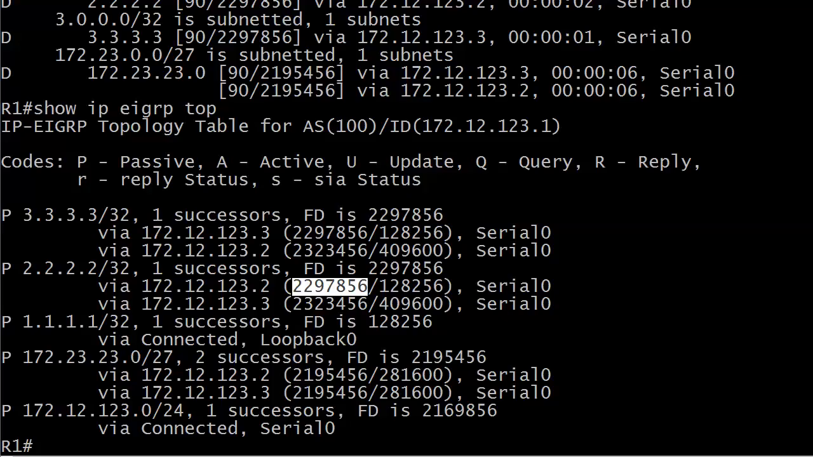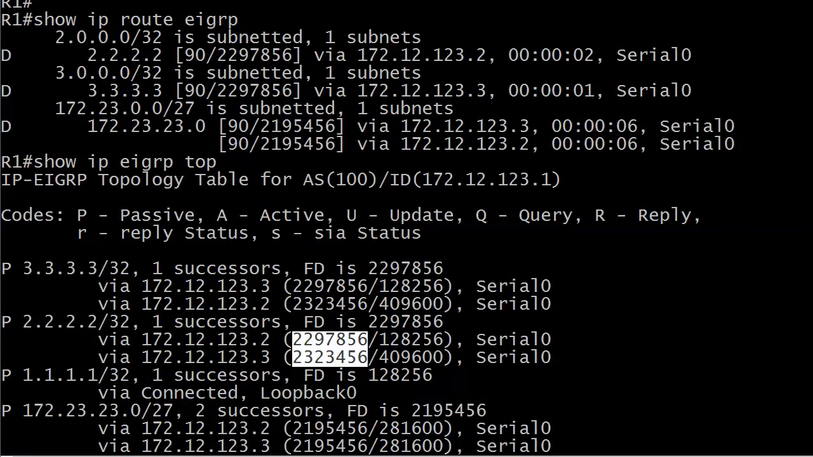Now let's go back and take a look at these metrics, because what we have here, let's look at these feasible distances. Here are the feasible distances for the path to router 3's loopback, and those are pretty close, relatively speaking. Same thing here for the two paths to router 2's loopback. Now what we could do is perform unequal cost load balancing here, because we know equal cost, and we're seeing that in action on the path to the Ethernet segment. We know that's only going to happen when these FDs happen to be exactly the same.